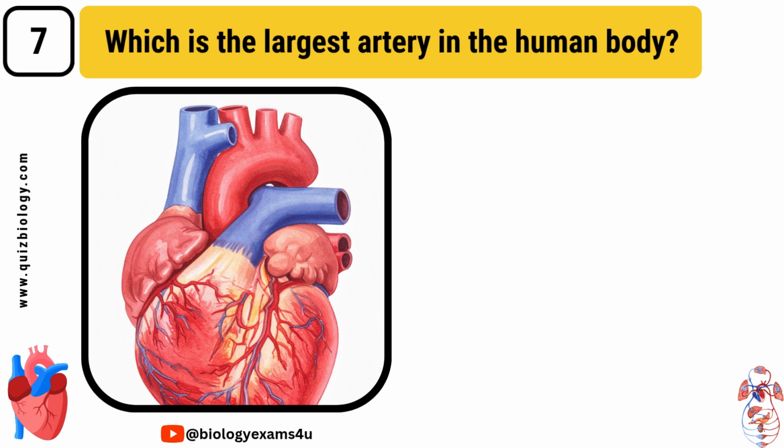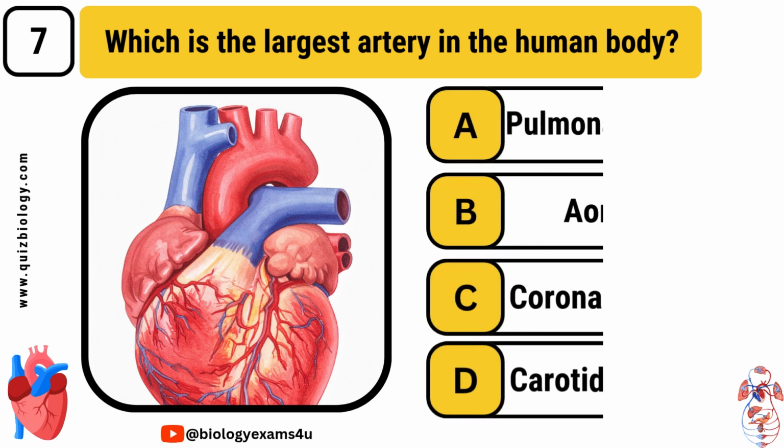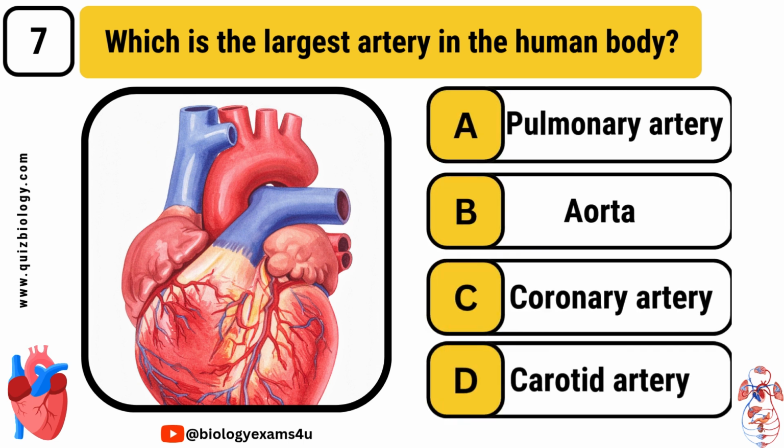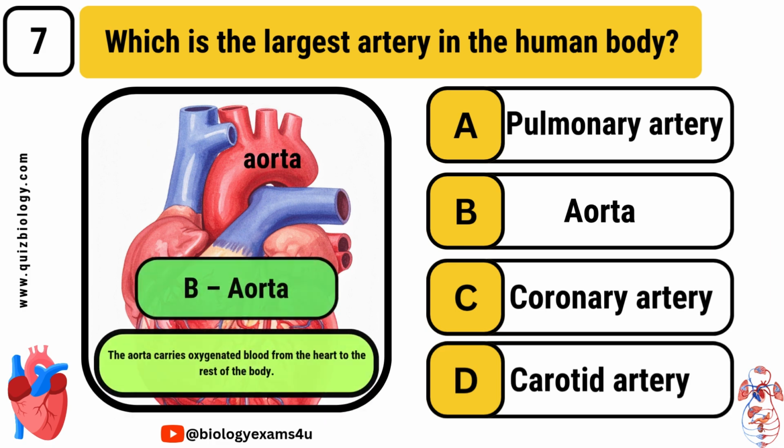Which is the largest artery in the human body? Pulmonary artery, aorta, coronary artery, carotid artery. Aorta carries oxygenated blood from the heart to the rest of the body.